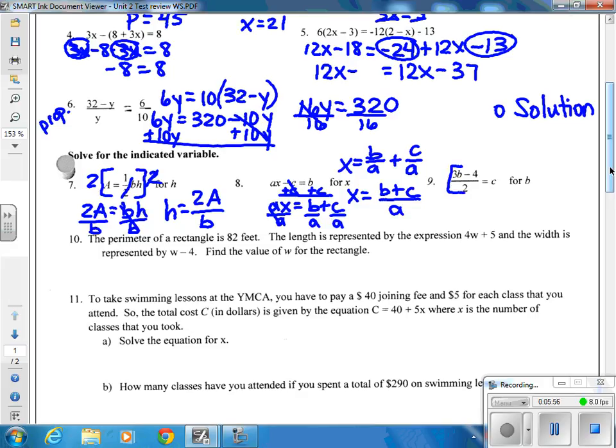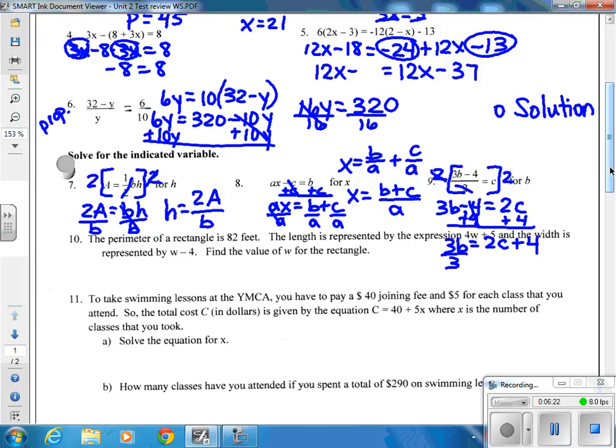So once again, because it's a fraction, we're going to multiply both sides by 2. The 2 on the outside of the left cancels the 2 off the bottom. So now you've got 3b minus 4 equals 2 times c, which is 2c. To get the b by itself, we want to add 4 to both sides. Right? So now we're looking at 3b equals 2c plus 4. Okay, we need to get rid of the 3.